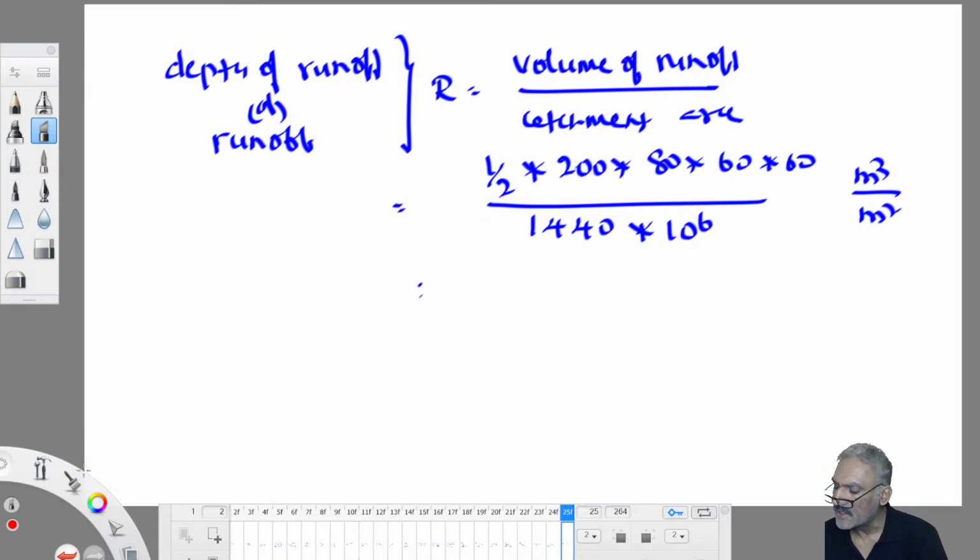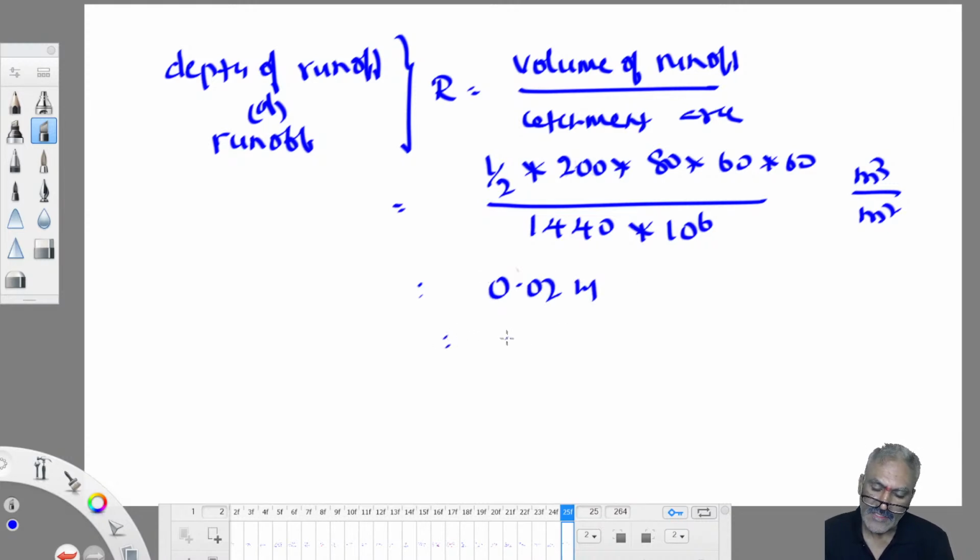Let us assume that calculator is allowed in the exam. 100 into 80 into, I am using the calculator, 60 into 60 by 1440 into 10 power 6. So it is 0.02 meters. I got 0.02 meters, but the answer is given in which unit system? Centimeters.